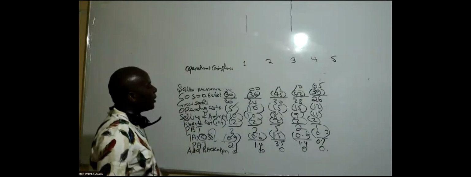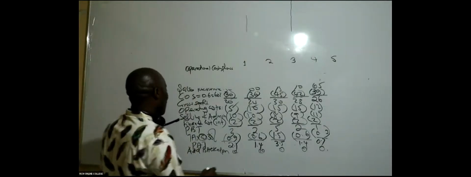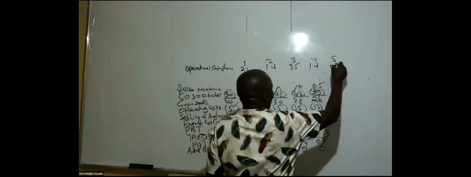So now I have my operational cash flows. These are of course copied the way they are because I'm adding. So 2.1, 1.4, so we have 3.5. We have 1.4. We have 0.7.